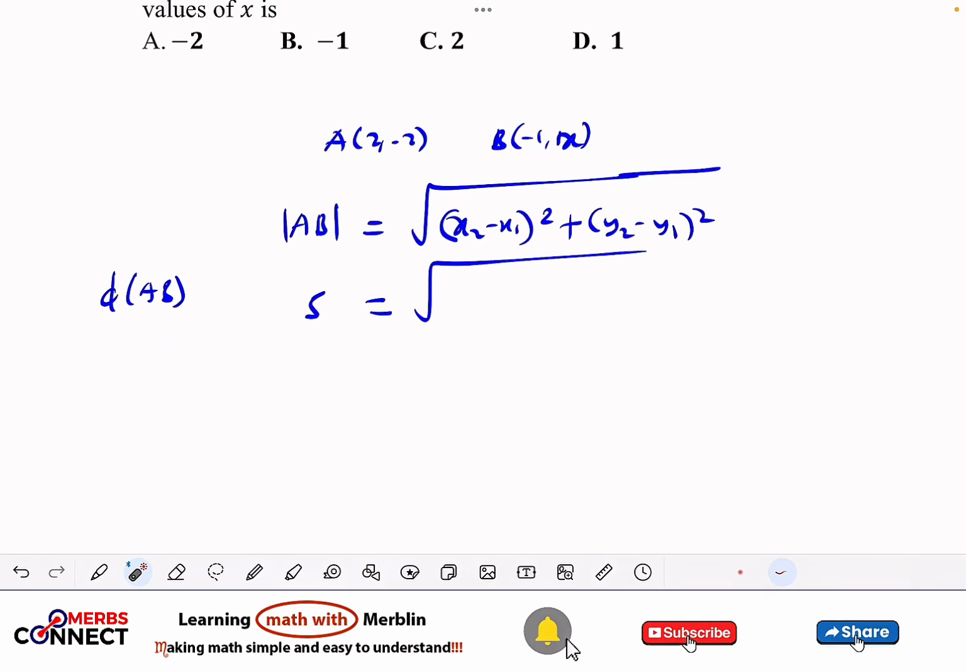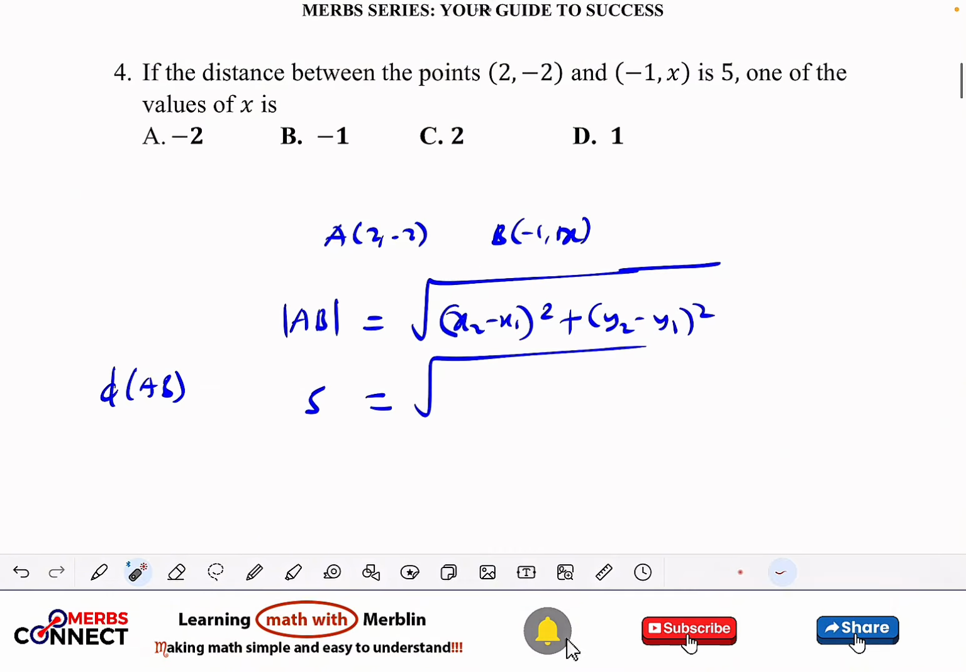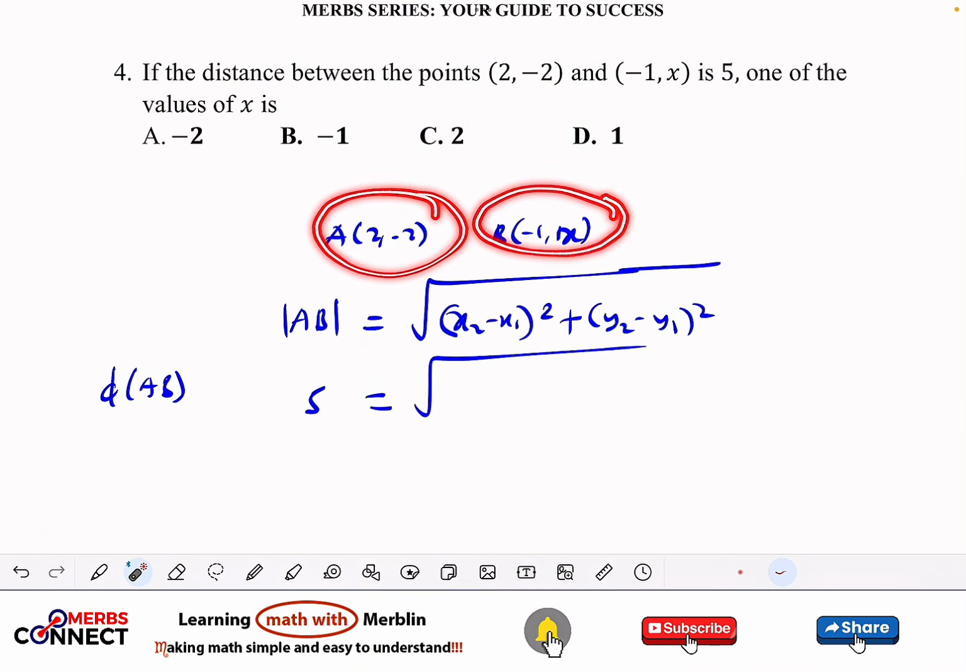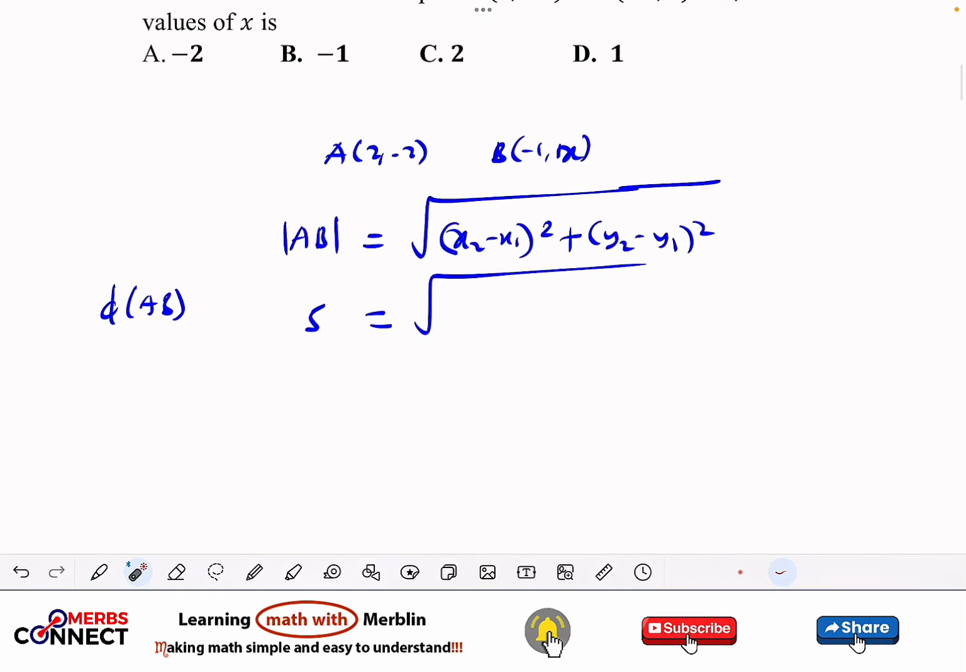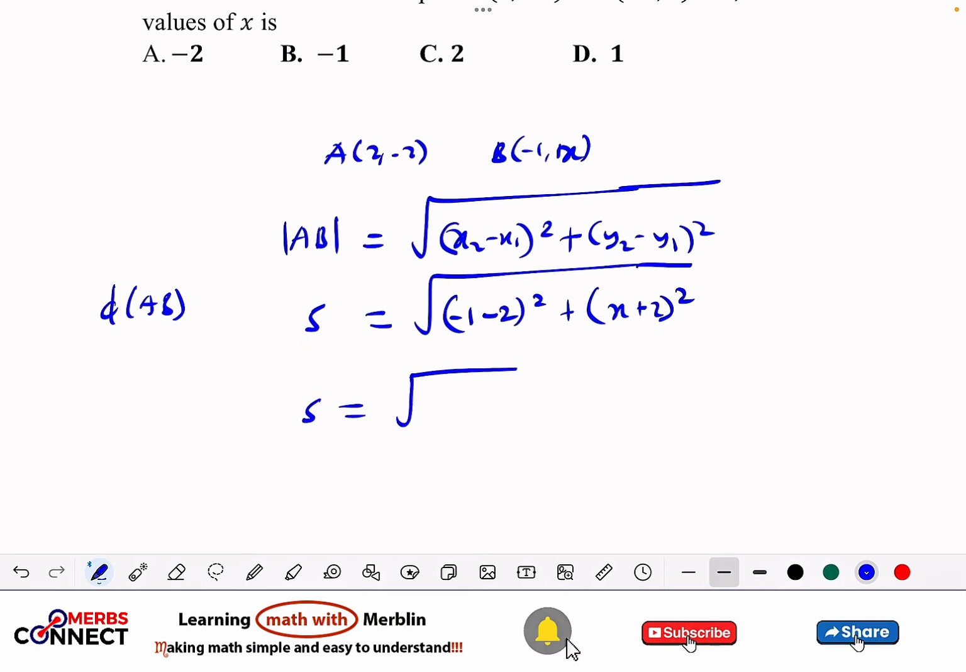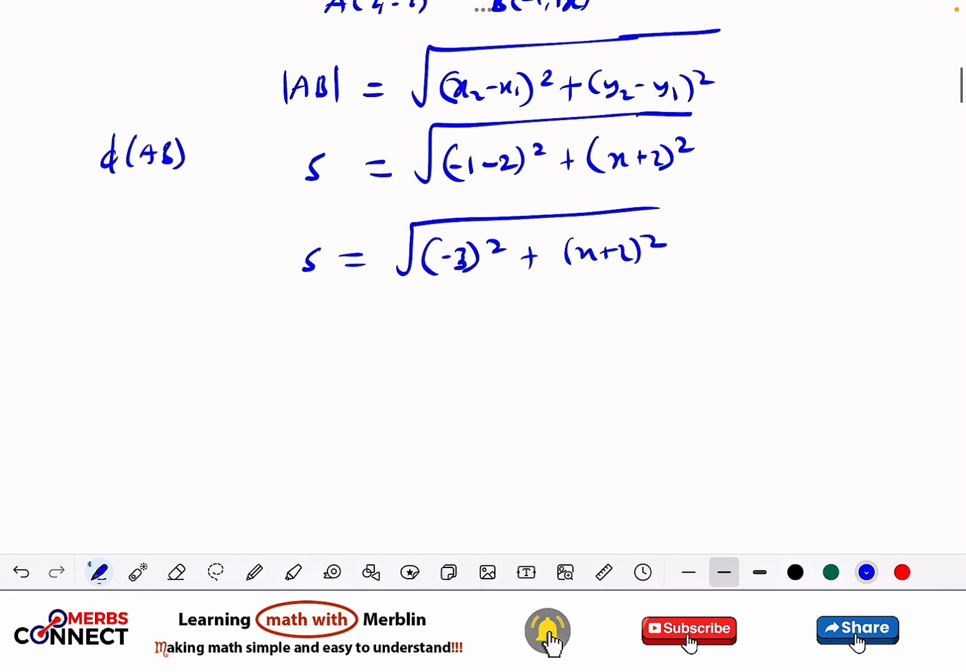So let me pick this one as my x2 and this one as my x1. Sorry, this one to be my x2 y2 and this one x1 y1. So I'm going to have minus 1 minus 2 all squared plus x minus minus, so it's going to be plus 2 squared. So 5 is equal to square root of minus 3 squared plus x plus 2 squared. And we are going to have, so I can square both sides like this.